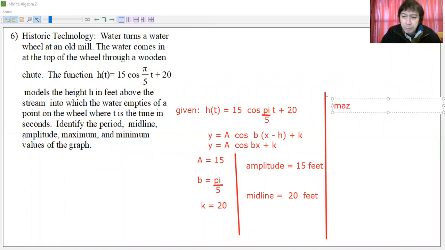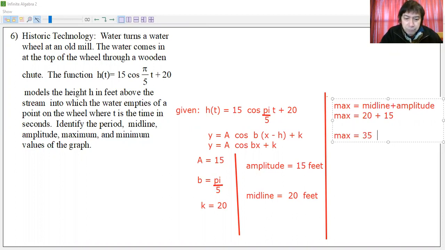Okay, maximum is equal to midline plus the amplitude. There. And so we have max is equal to midline, which is 20. We will add the amplitude of 15, and we get 35. Maximum is equal to 35 feet.